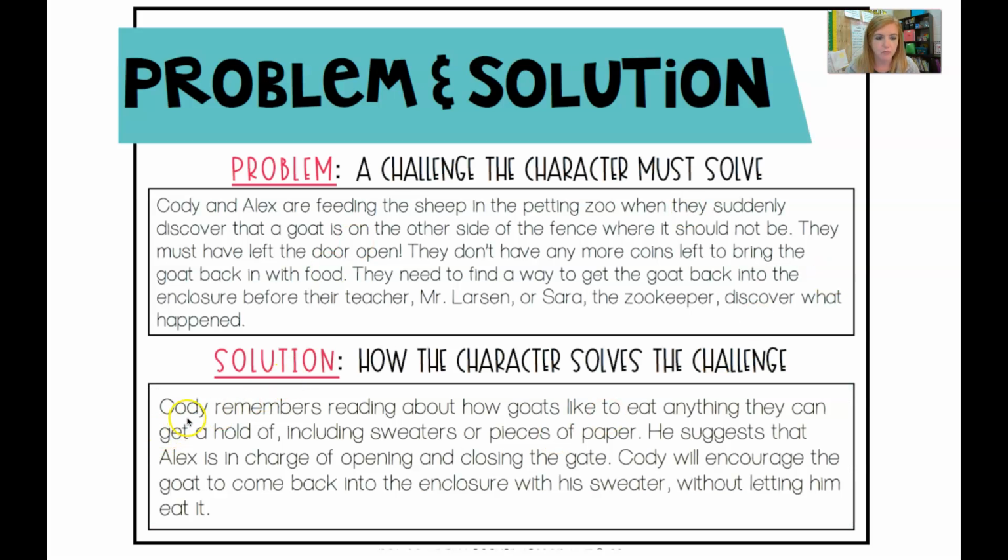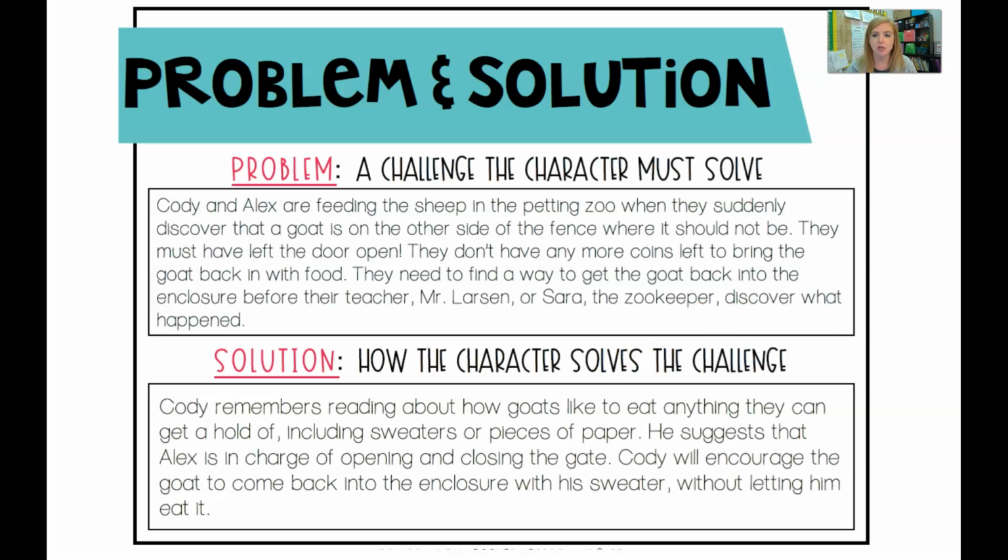So this is what I came up with. Cody remembers reading about how goats like to eat anything they can get a hold of, including sweaters or pieces of paper. He suggests that Alex is in charge of opening and closing the gate. Cody will encourage the goat to come back into the enclosure with his sweater without letting him eat it. So they're going to let Alex be in charge of opening the gate and closing the gate, and then Cody is going to hold his sweater and try to lure the goat back inside of the enclosure without letting his sweater get eaten. Remember, Cody is this 8-year-old boy who loves reading about animals, so he had read that in one of his books. So we're going to use that to help them solve their problem, hopefully.